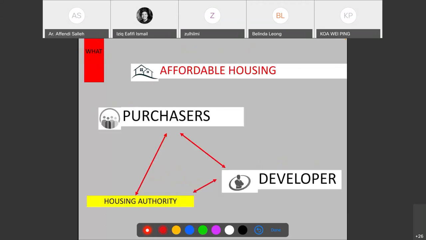But with affordable housing, there is a housing authority involved. Now, I'm not talking about local authorities such as Majlis Bandaraya Shah Alam or Majlis Bandaraya Iskandar Puteri. No, that is local authority. I'm talking about housing authority. In affordable housing, the housing authority makes policy, and this policy governs the relationship between house purchaser and housing developer. And that relationship is illustrated in the next slide.